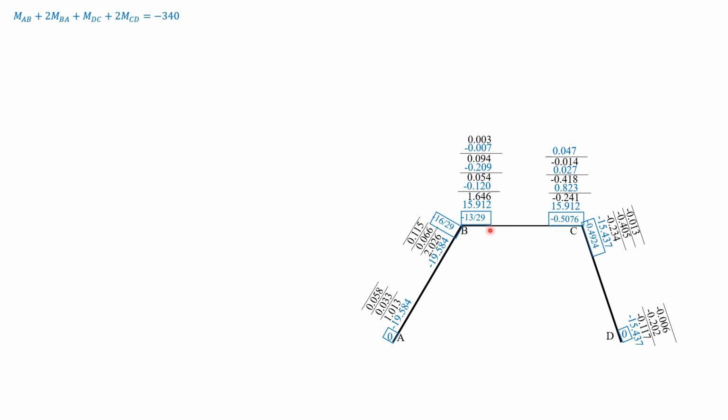Negative 0.007 times negative 13 over 29, 0.003 lakh finally. Negative 0.007 times negative 16 over 29, 0.004 lakh finally. 0.047 times negative 0.5076, negative 0.024 lakh finally. 0.047 times negative 0.4924, negative 0.023 lakh finally. So to balance, half of 0.004 carry over here, 0.002 then lakh finally. Half of negative 0.023 here, negative 0.012 lakh finally.